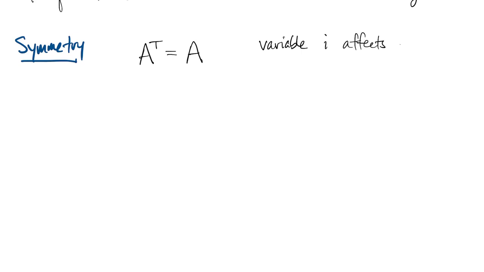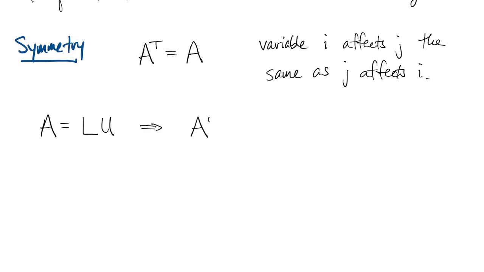Another very common type of matrix structure is symmetry. We say a matrix A is symmetric if A transpose equals A. Symmetric matrices arise when variable I affects variable J the same way as variable J affects variable I. In other words, the interactions are symmetric.